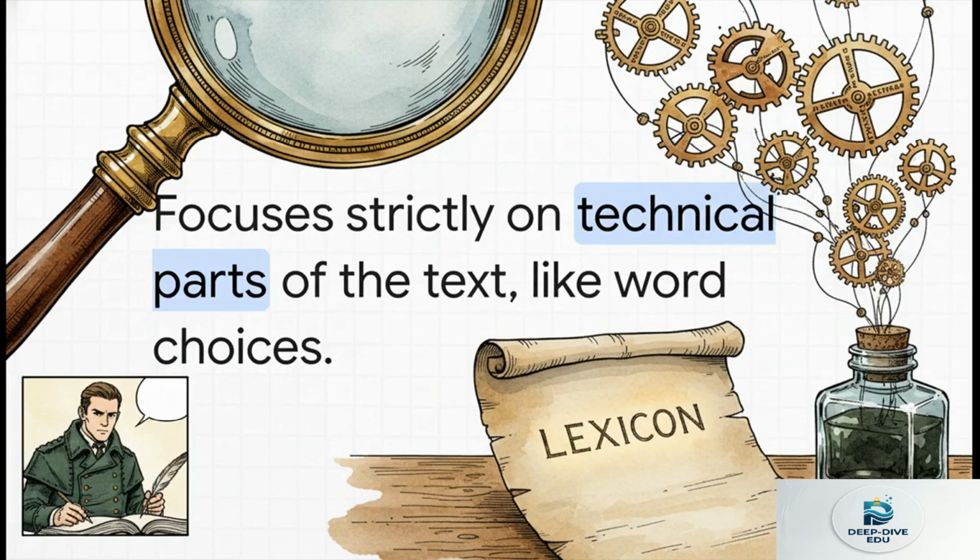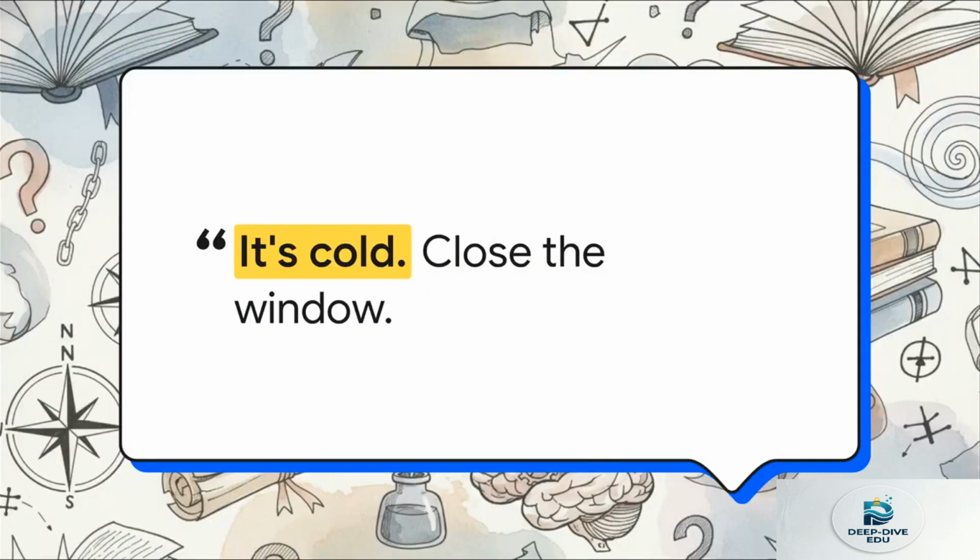In a graphic novel, maybe it's focusing on the fact that a character's coat completely clashes with the rest of their outfit, hinting at a false persona. In written text, it's heavily focused on the precise word choices an author uses to describe a scene, or exactly how a character speaks. Take a look at this example.